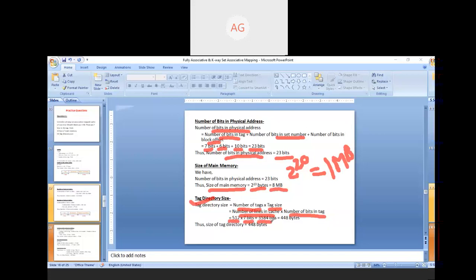Now we need to divide 3584 bits by 8. So 3584 by 8, because we need to convert these bits into bytes. So for this conversion we need to divide it by 8. Once we divide it by 8, we get the answer 448 bytes. So the size of the TAG directory is 448 bytes.